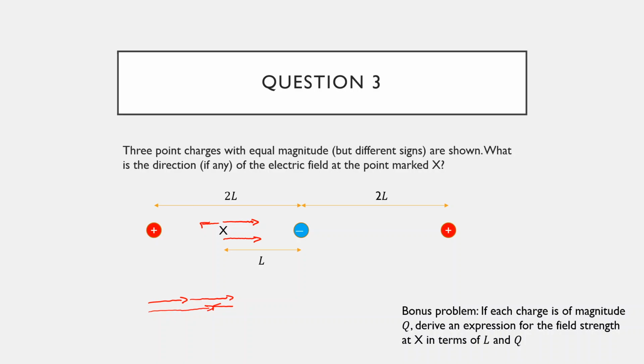However, as a bonus problem, I'm not going to go through it here. If each charge has a magnitude of q, derive an expression for the field strength at this point marked x, based on the values that are given here in the picture. All right, that's a bonus problem for you. All right, cool.